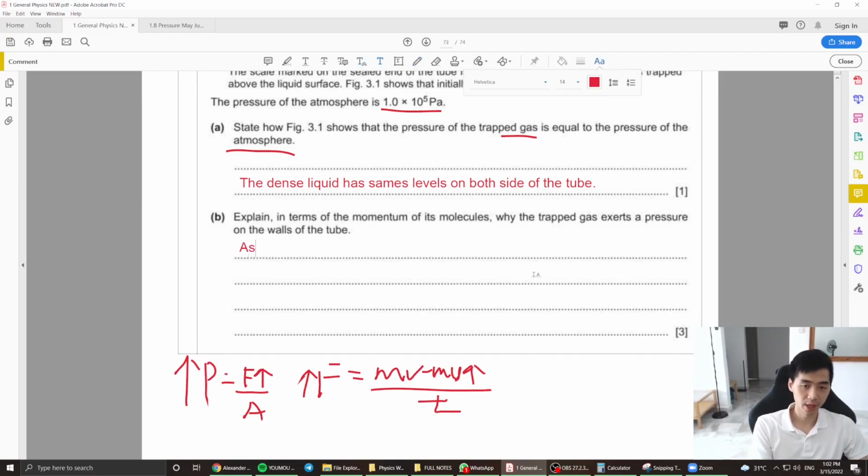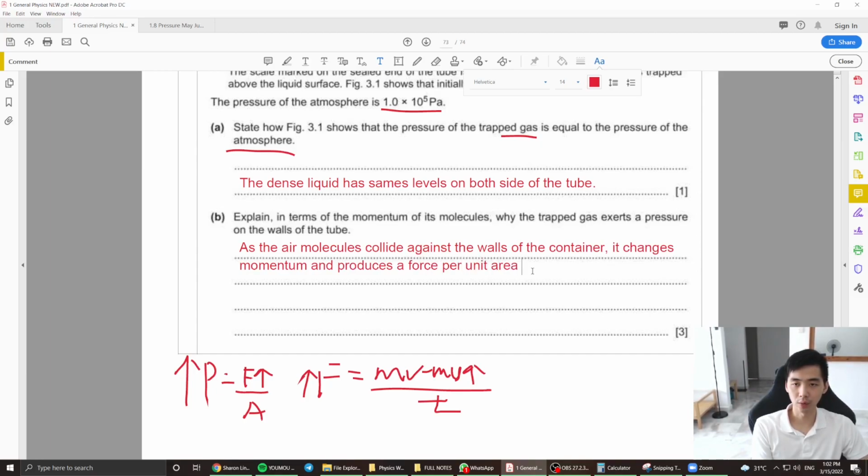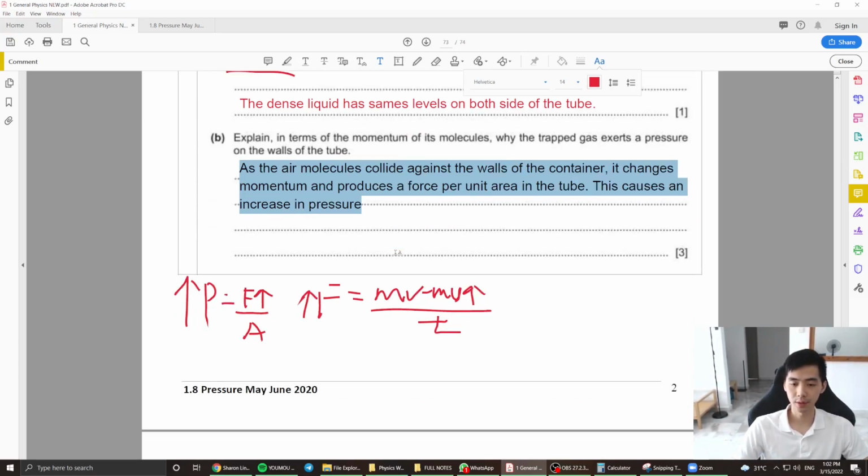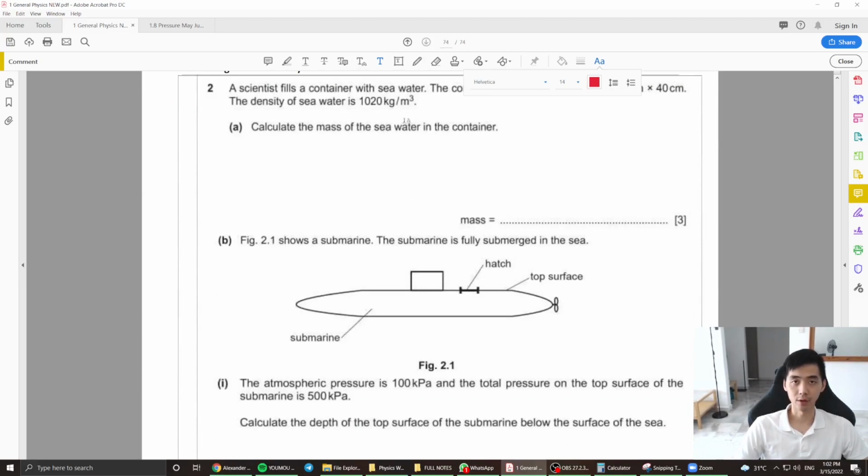So you're supposed to say as the air molecules collide against the walls of the container, it changes momentum and produces a force per unit area in the tube. This causes an increase in pressure. Okay, this is how you're supposed to answer these kind of questions here, guys. Right? Then the final part here.